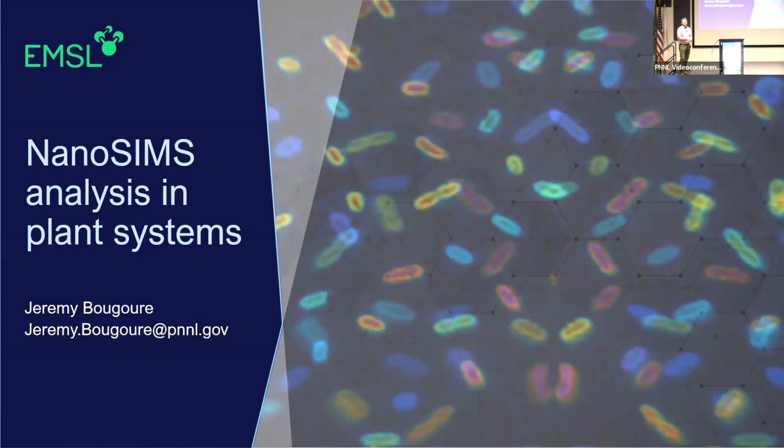My role at EMSL is to help users apply NanoSIMS analysis to their projects. That's basically what I do. So we'll work everywhere from experimental design and sample preparation. I'll do the analysis for you, probably process the data and try and help you understand what I've given you, which is sometimes a bit of a challenge. So we're a bit of a one-stop shop for the NanoSIMS analysis here, which is kind of good.